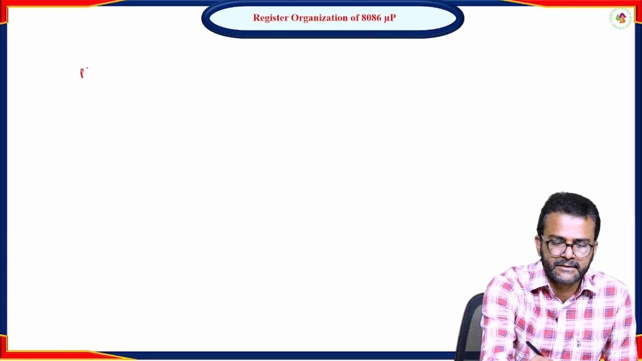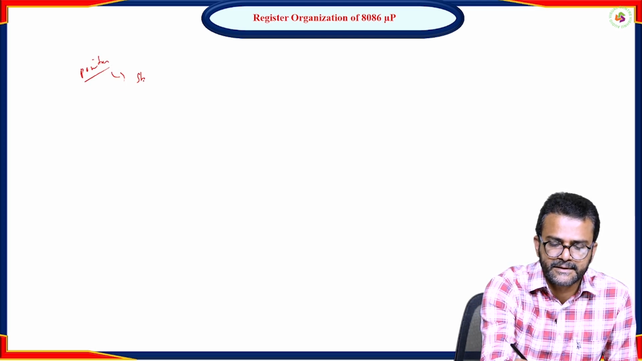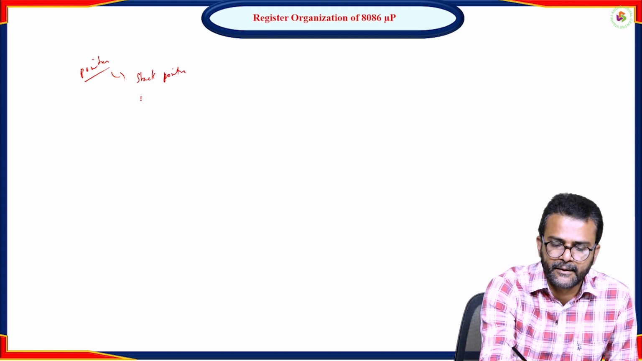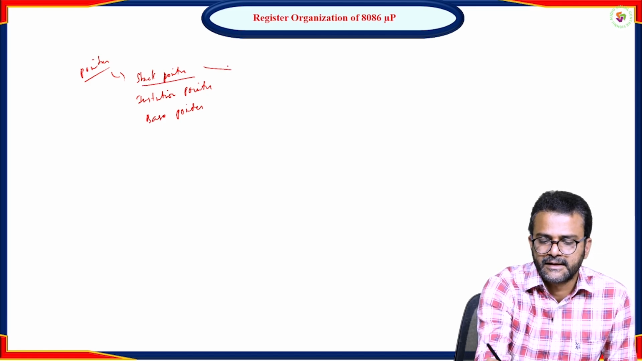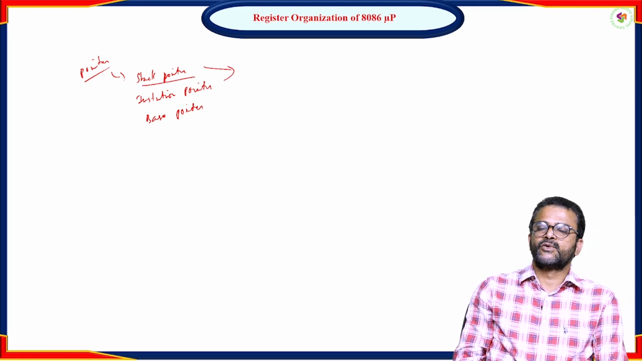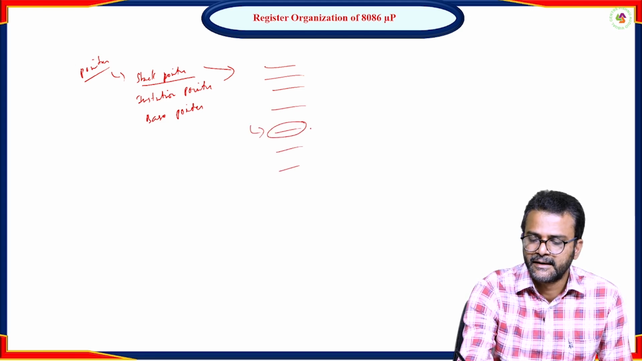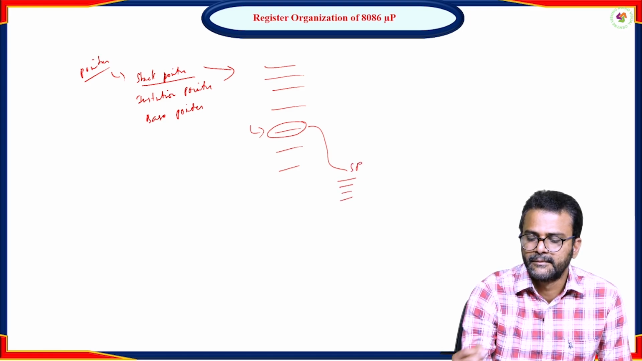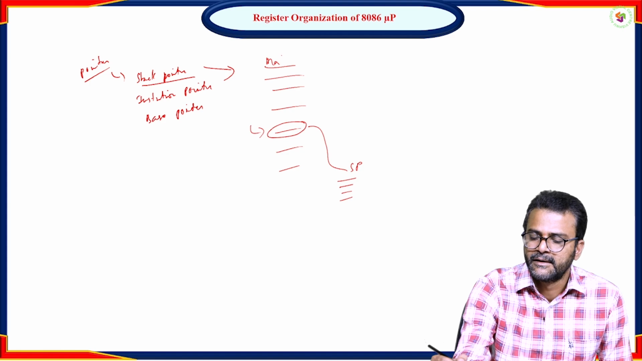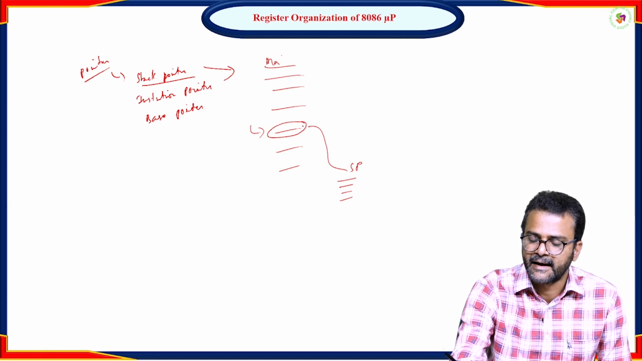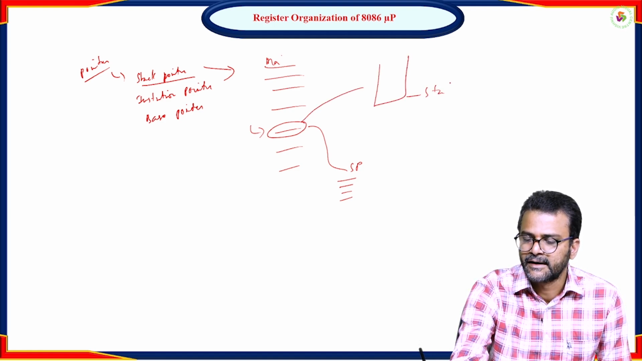Next we come across pointers. We have the stack pointer, the instruction pointer, and the base pointer. The stack is used to store data temporarily. For example, some program execution is going on, and this is the main program. In between, an interrupt gets generated, and I need to go from the main program to the subprogram. While going there, I need to store the concerned address or data in a stack temporarily.